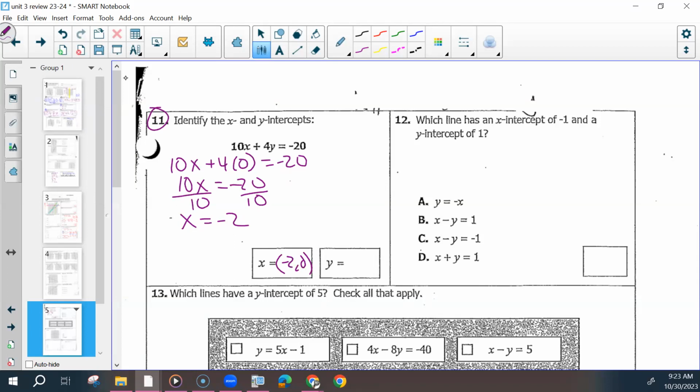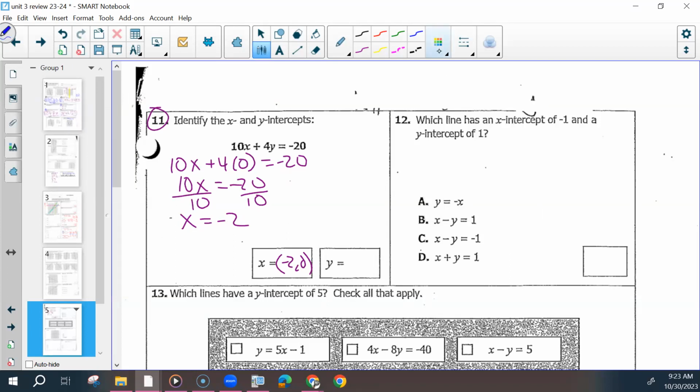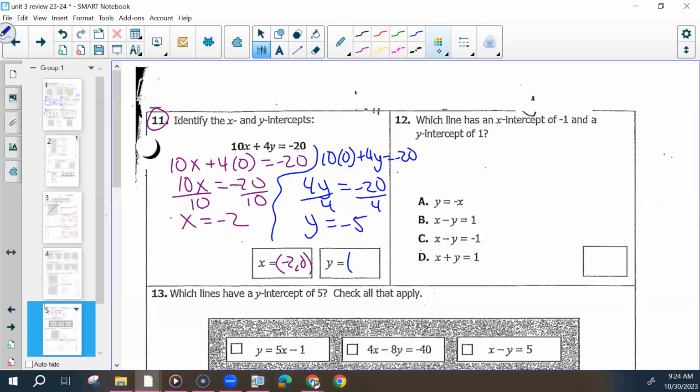And then you would do the same thing to find y. Put 0 in for x. Bring down y equals -20, divide both sides by 3. And write that as an ordered pair. 0, -5. Do you have any questions on that one?